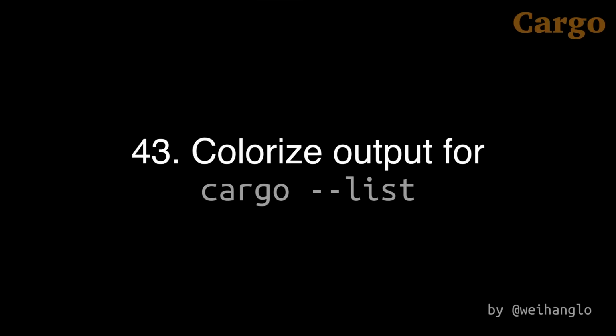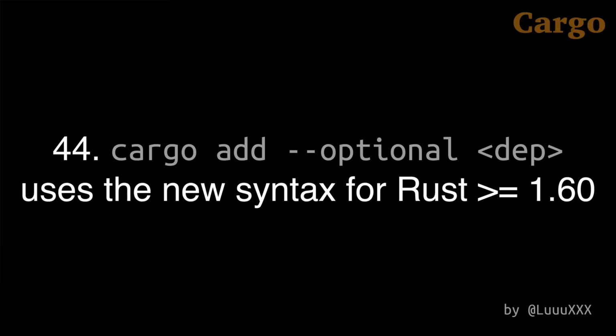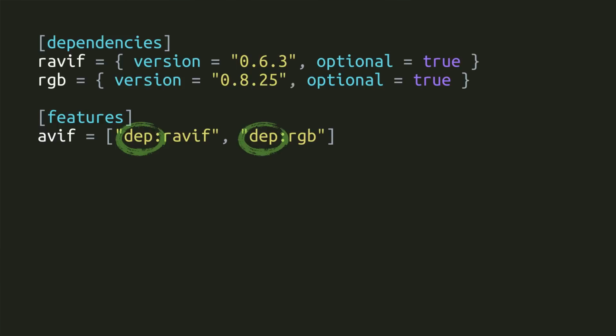Number 43. The output for cargo-list is now colorized like most of the other cargo output. Number 44. The --optional flag for the cargo add subcommand now uses the new optional dependency syntax that was introduced in Rust 1.60. This new syntax uses the dep prefix to indicate optional dependencies.